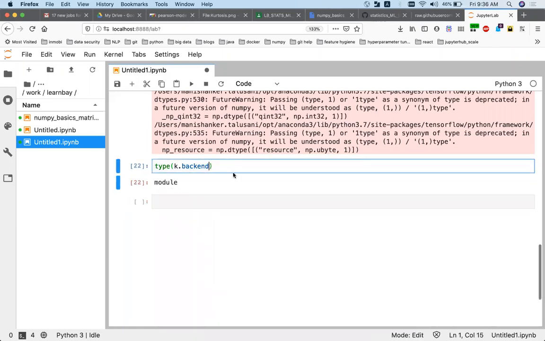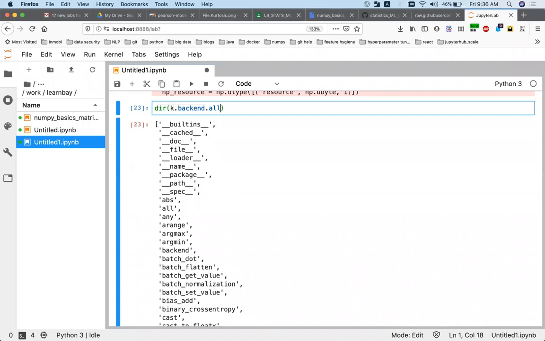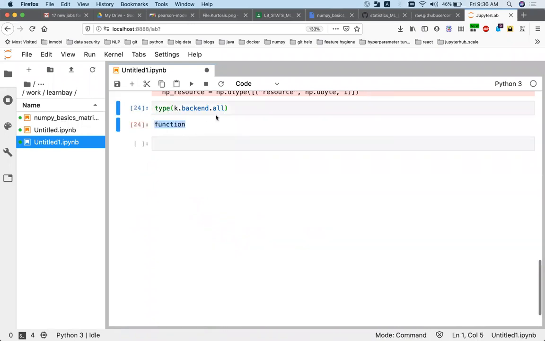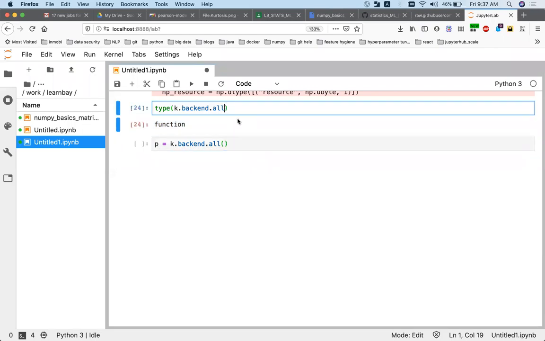So this is a module, right? This means that it has more functions within it. I understand it is not possible to remember everything. Now let's say this one, is it a function? Is it a variable? So this is a function. So what it means is I can use, let's say, p equal to k dot backend dot like this, because it's a function. So let me go back.